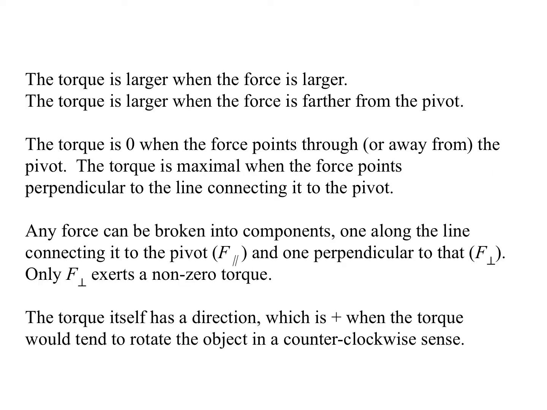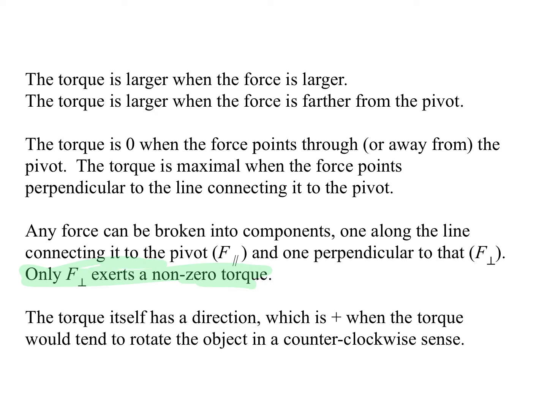The torque is larger when the force is larger, and the torque is larger when the force is further from the pivot. Those are the first things we talked about. The torque is 0 if the force points through, or away from, or into the pivot. The torque is maximal when the force points perpendicular to the line connecting it to the pivot. Any force can be broken into components, one along the line connecting to the pivot, which I call F parallel, and one perpendicular to that, which I call F perpendicular. Only F perpendicular exerts a non-zero torque.